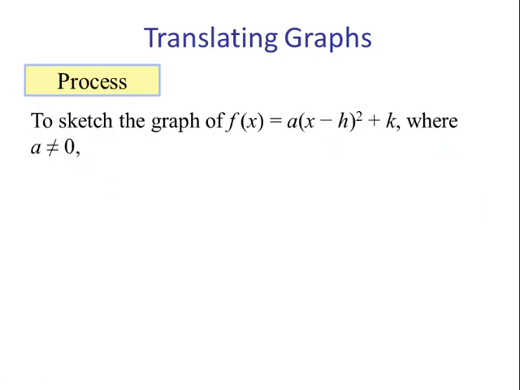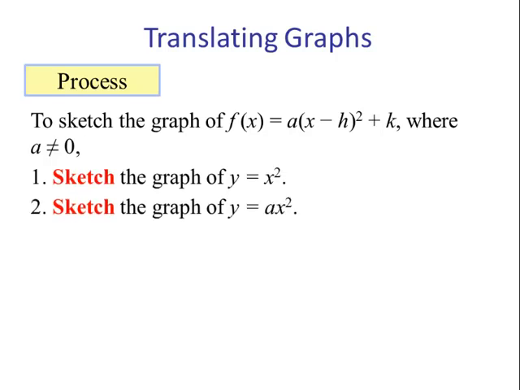Translating graphs process. To sketch the graph of f of x equals a times x minus h quantity squared plus k, where a is not equal to 0, known as the vertex form of a quadratic function: Number 1, we sketch the graph of y equals x squared. Number 2, we sketch the graph of y equals a x squared. The value of a will tell us if it's going upward or downward, and it will also tell us if the parabola is wide or narrow.